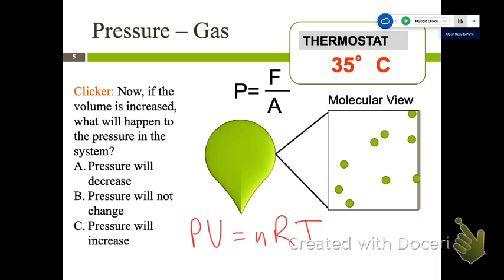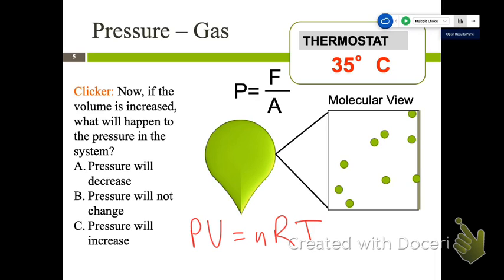Does this formula look familiar? PV equals nRT. So if we're talking about pressure, what happens to this? If we don't change the temperature or number of molecules, as this volume goes up, pressure has to go down. Mathematically, we can justify that.